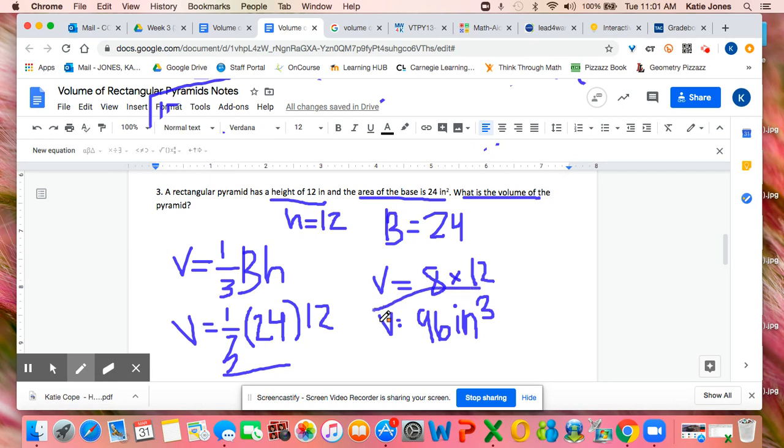And that's it. It's the same thing we did above, but this time it gives us the area of the base, so we can just plug that in for B, multiply it by the height, and divide by 3. And that's solving for volume of a rectangular pyramid.